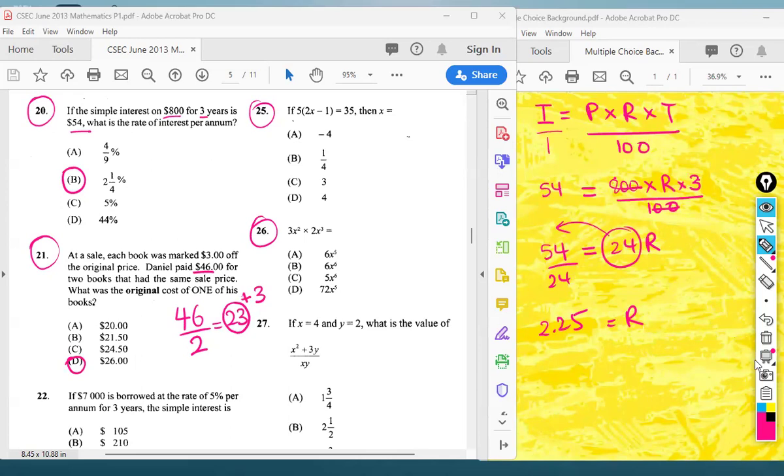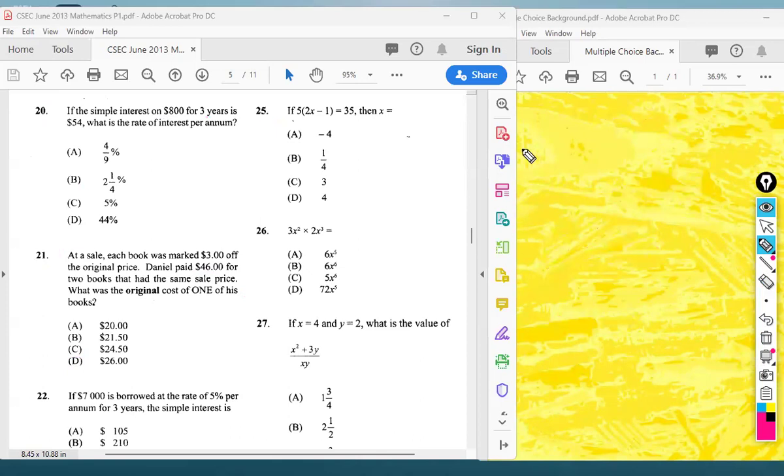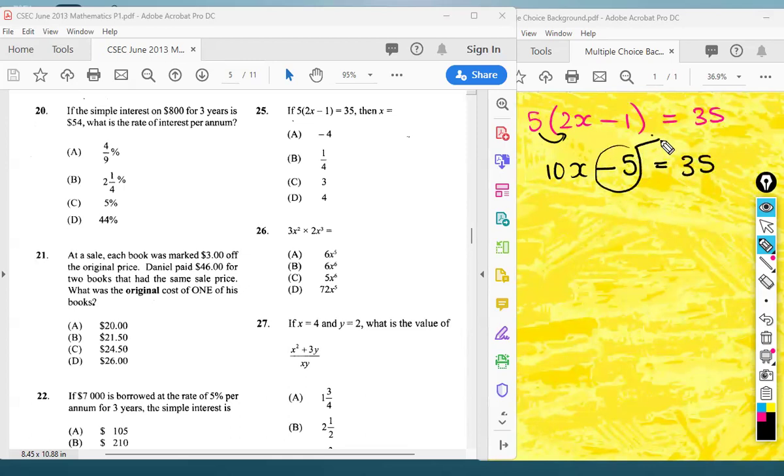Number 25. Oh, this is just to expand the brackets and solve for x. Let me write it here. 5 times (2x minus 1) is equal to 35. Let's get rid of those brackets. 5 by 2x is 10x. 5 by 1 is 5, so 10x minus 5 is equal to 35. Minus 5, throw it across, you get positive 5. 10x is equal to 40. Throw across the multiply, you get a divide. No, this is easy, it's 4. X is positive 4. D.